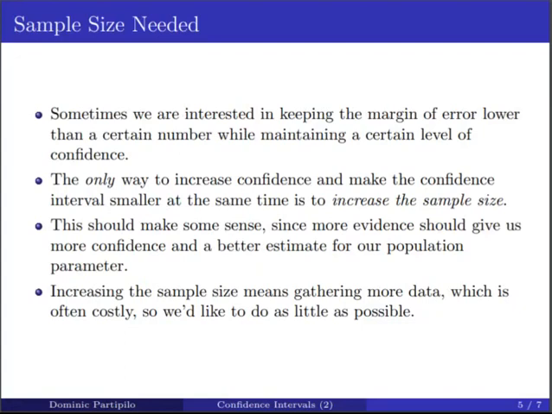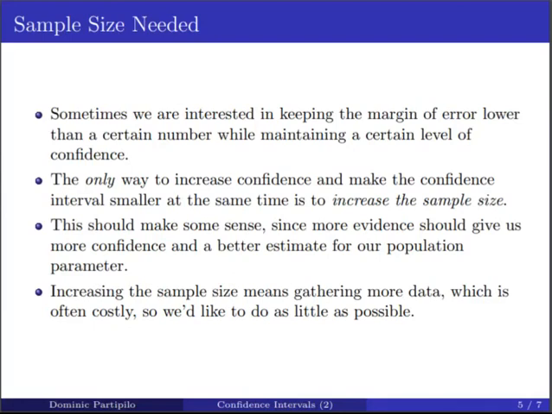So just like with means, we can calculate a sample size needed for proportions as well. And sometimes we're interested in keeping the margin of error lower than a certain number while maintaining a certain level of confidence. And again, the only way to increase confidence and make the confidence interval smaller at the same time is to increase the sample size. And this should make some sense because as the sample size increases, that means we're getting more and more evidence.